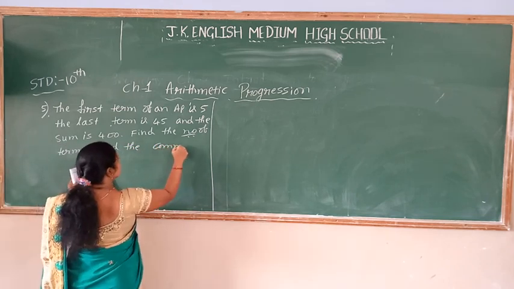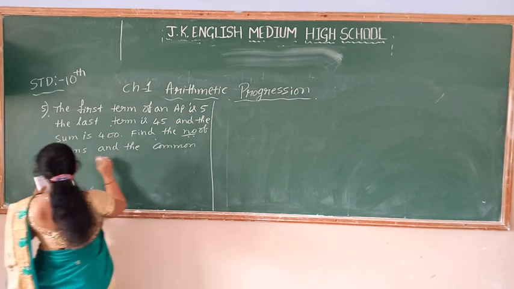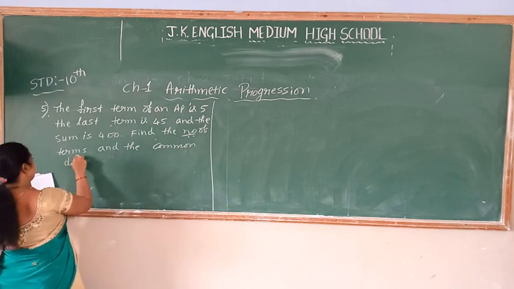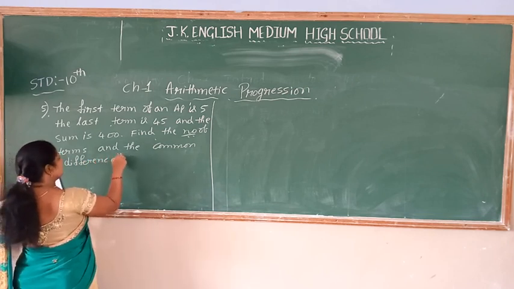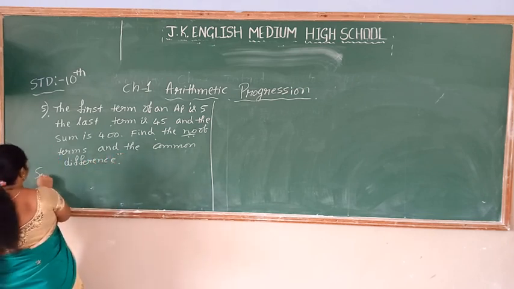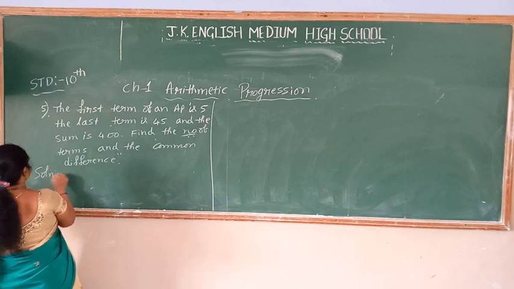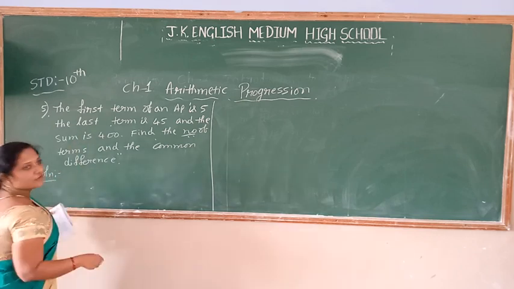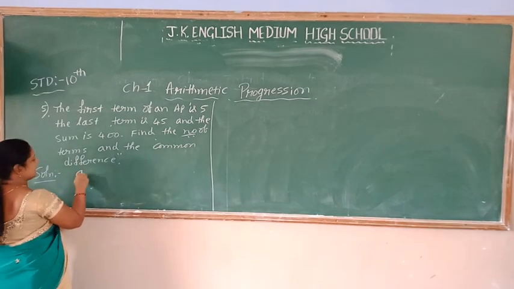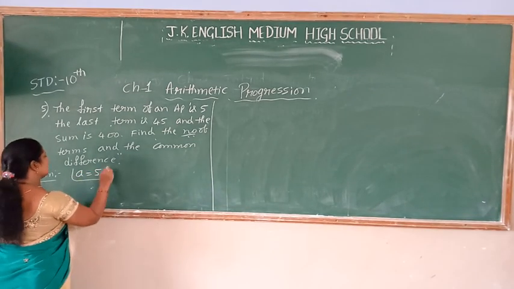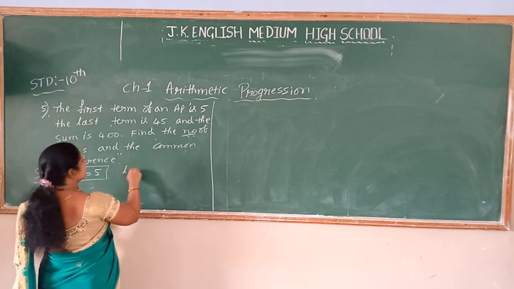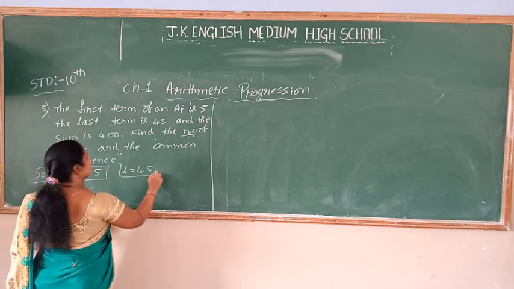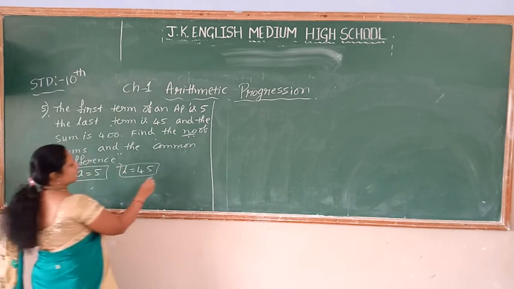What values they have given you, write them. Then the common difference I have to find out, and the number of terms also I have to find out. So whatever I come to know by seeing the question, I write it now. The first term of an AP is 5, means a value is 5. And the last term is 45, so you can write the last term as 45. And the sum is 400.